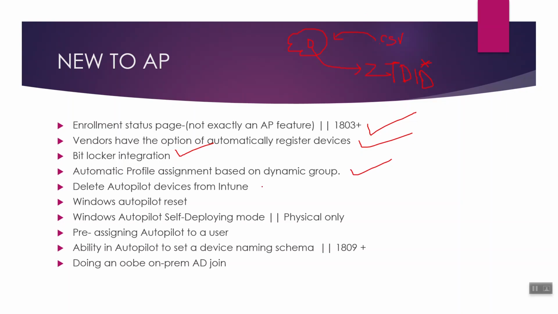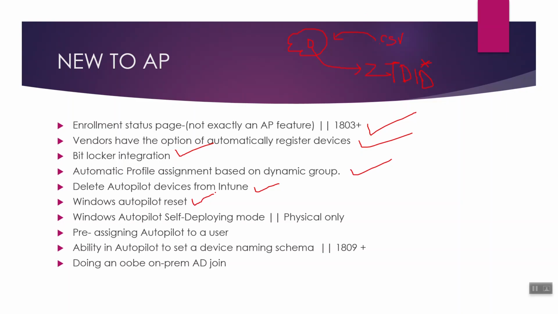Okay, now we have the option of deleting autopilot devices from Intune as well. Earlier we did not have that option, so now we have the option of deleting an autopilot device. Earlier we had to go to Store for Business to make that deletion. Okay, now a Windows Autopilot reset, this is something which is still in preview as of now, but it can still be provisioned. I have personally tried it and it works.